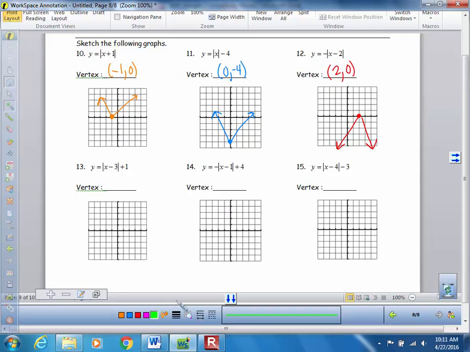Alright, and let's try 14. Okay, does it give me an x or a y? Both. It gives you both. Okay, so my x right here, would that be a positive 1 or negative 1? Positive 1, positive 4. So my vertex, I would go right 1, up 4. And it's facing down because of the negative. Very good.